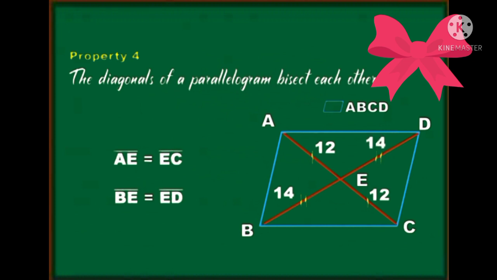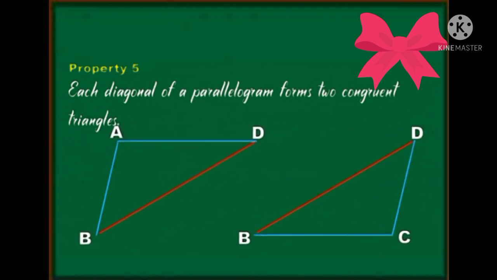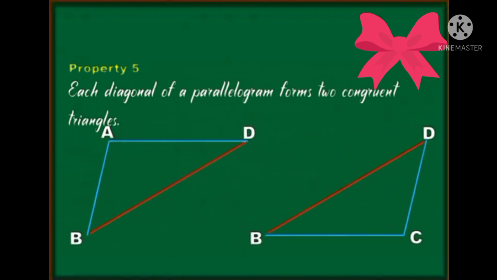You are right. For the last property of parallelogram, each diagonal of a parallelogram forms two congruent triangles. Triangle ABD is congruent to triangle CBD.